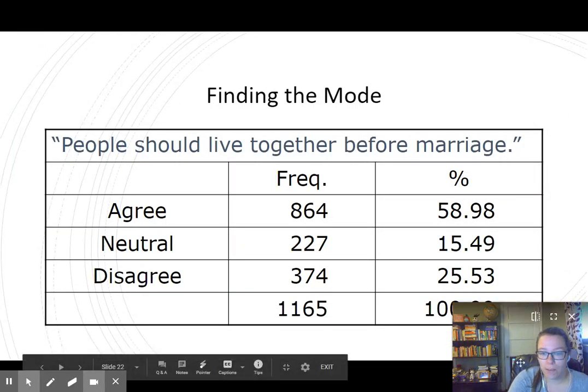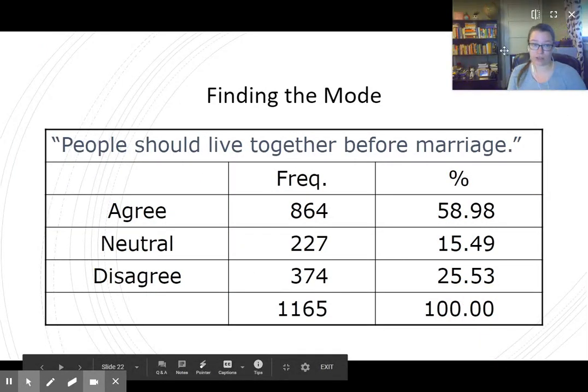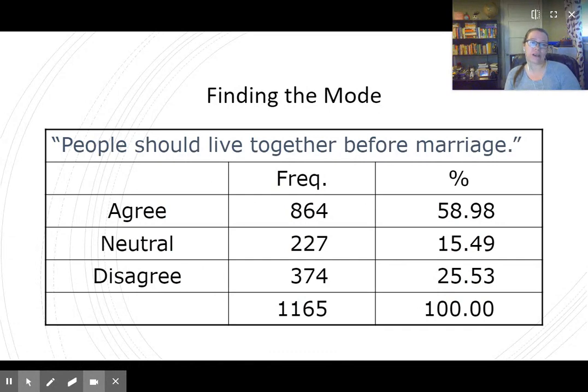Finding the mode: the opinion question is people should live together before marriage. 864 people agreed, 227 people said neutral, and 374 people said they disagreed. What's the mode? Agree, because that is the answer that occurred most frequently. Super easy.